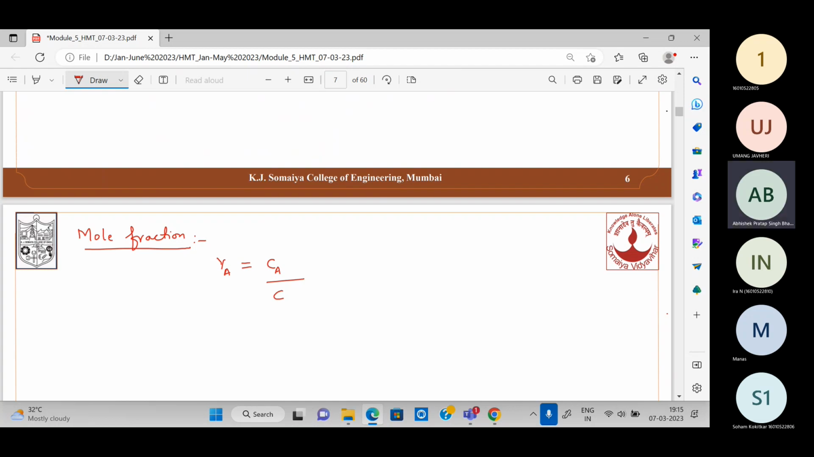So next, the partial pressure, velocities, and fluxes. These all need to be expressed mathematically.